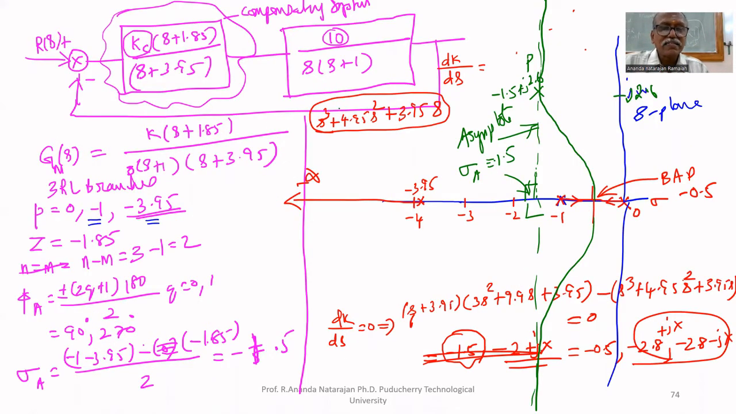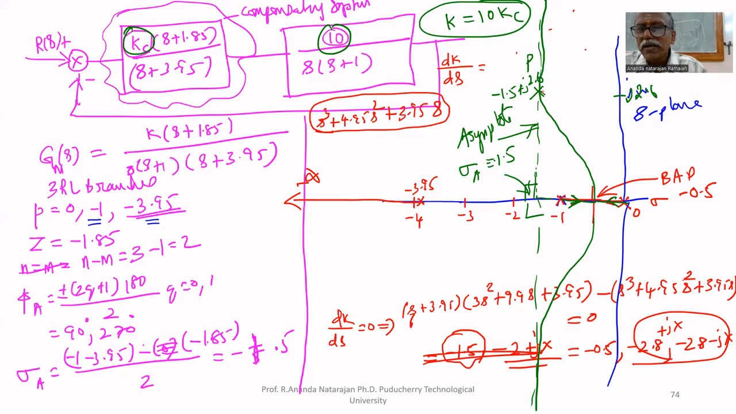Here, in this case, 10 is there and Kc is there. Together it is called K. K equal to 10 Kc. Now we have to find K. Once you find K, you can find Kc. To find K, we have to draw a line from P to all poles and zeros.